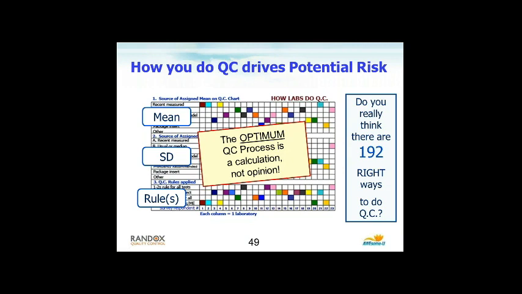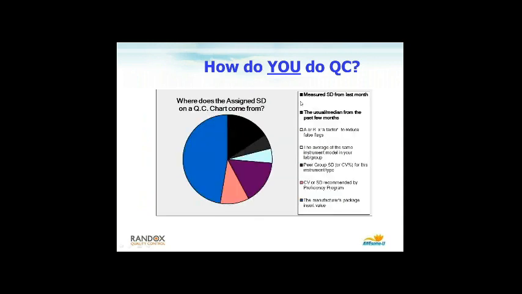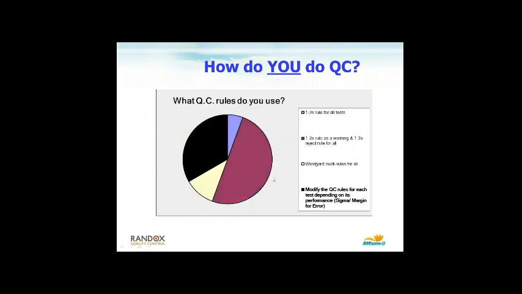The optimum QC process is a calculation. It's not an opinion. We asked people for this, some of you went and took the survey now, and the measured mean from a single recent time period is what is recommended for your QC chart. That's the number in black. When you get to the assigned SD, either of these will do, but still less than half of the people are doing what's recommended, and it's the same thing.